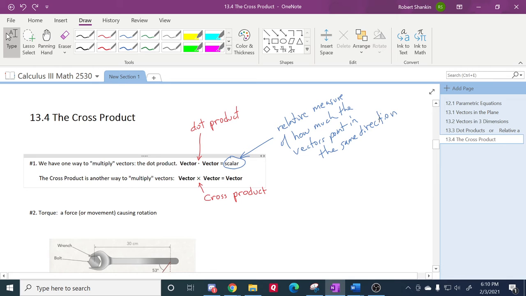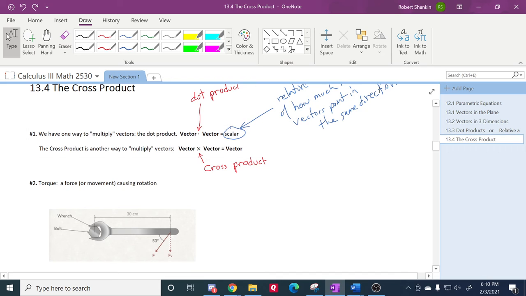The cross product is going to be something very different. It's going to be a vector that we're going to get here. Somebody's still got their mic open. I can hear a little bit of noise. That was me, sorry. No problem.